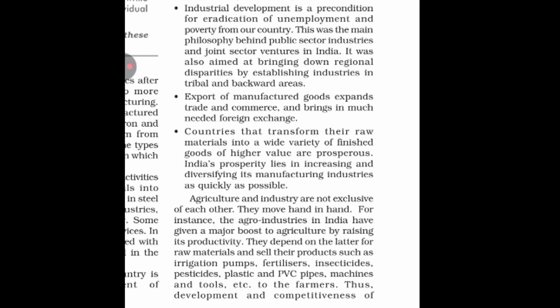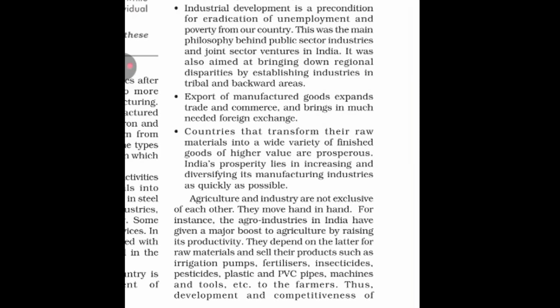Now, see, we are an agrarian economy. India is an agrarian economy. So, manufacturing helps in modernizing agriculture. How does it help in modernizing agriculture? See, now we have shifted from Persian wheel to drip and sprinkler irrigation. Where do the pipes come from? From the manufacturing industries. Instead of the wooden plow, we have gone in for tractors.